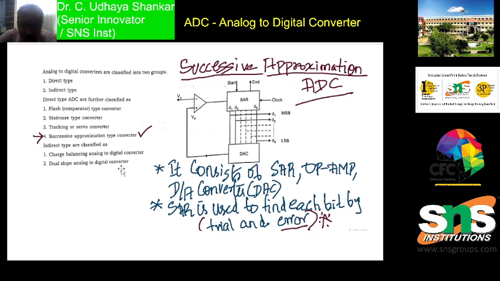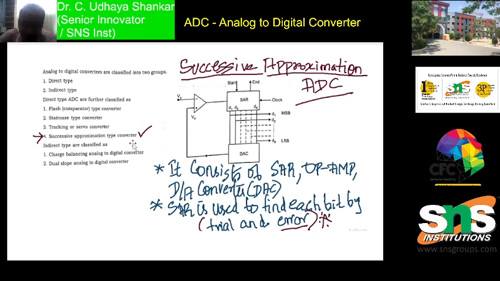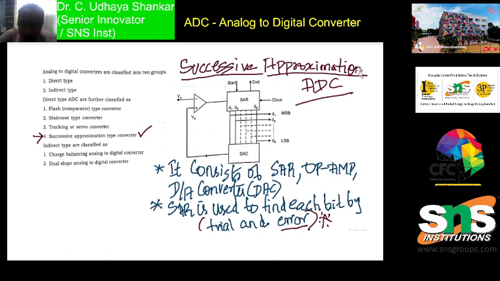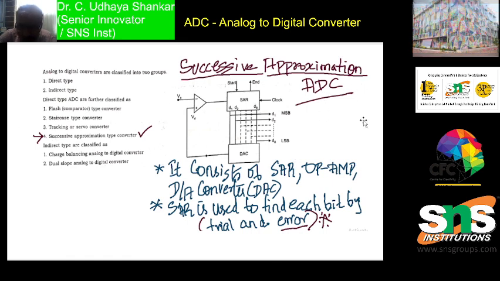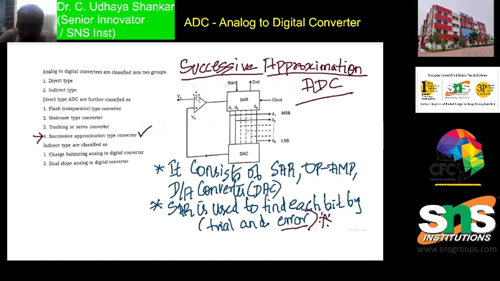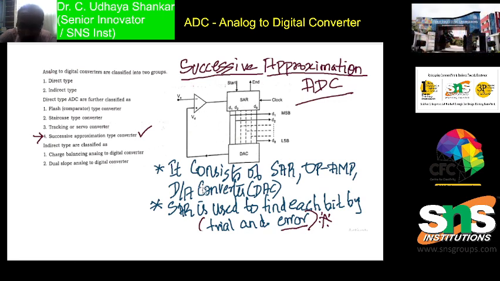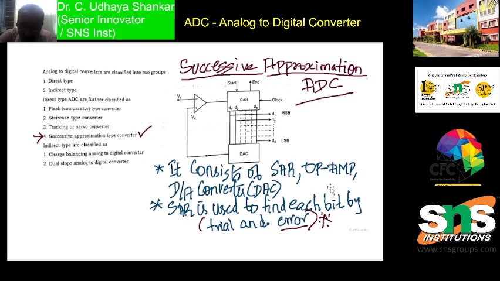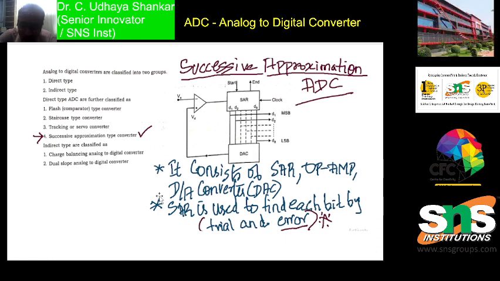In this video we will be discussing the successive approximation type ADC. This is the block diagram. Here you can see that it consists of a SAR, which is a successive approximation register, one OPAMP, and one DAC, that is a digital to analog converter. This is the building block of the ADC. It has three different elements.